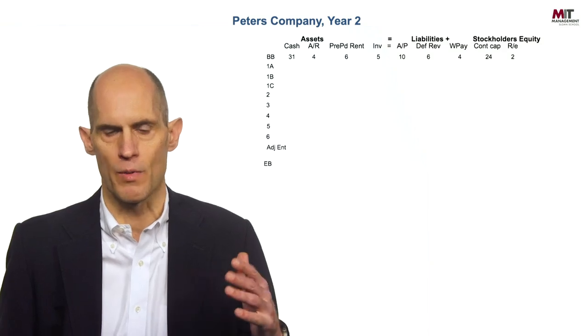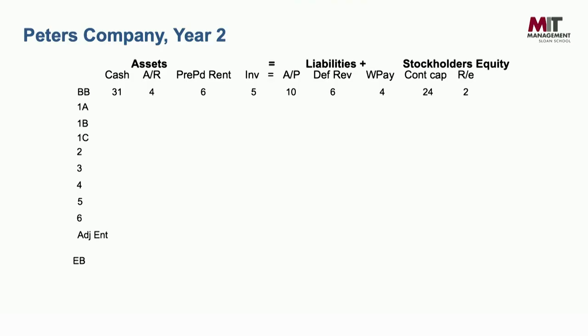So here's our spreadsheet. Up at the top, where it says BB is our beginning balance. Remember, that's our balance sheet from year one. So in that balance sheet, for example, we had cash of $31,000. We had accounts receivable of $4,000, and so on.